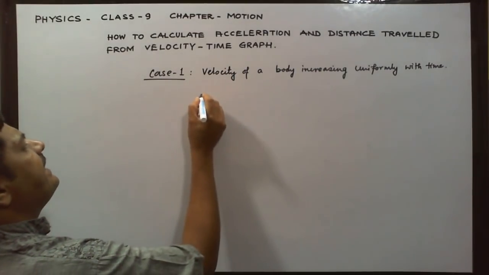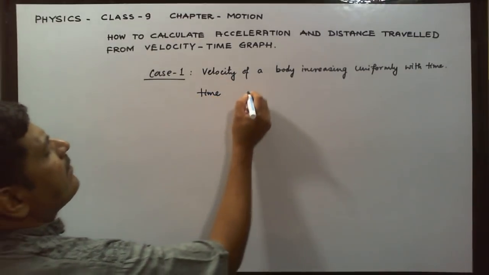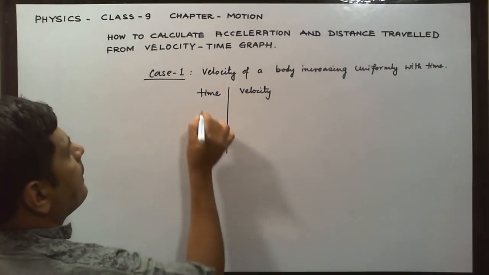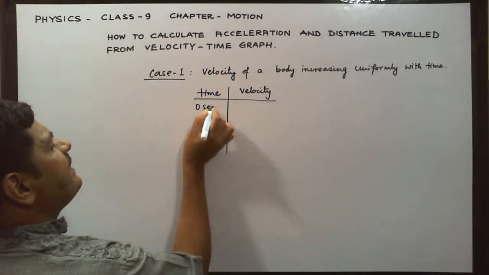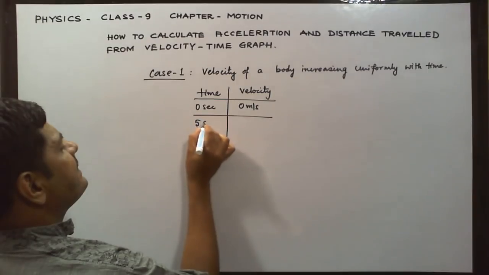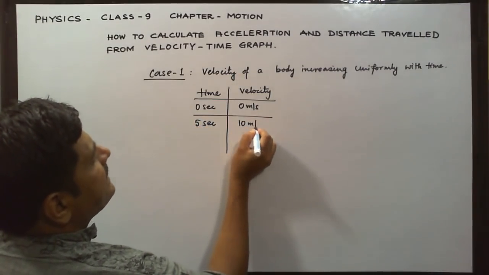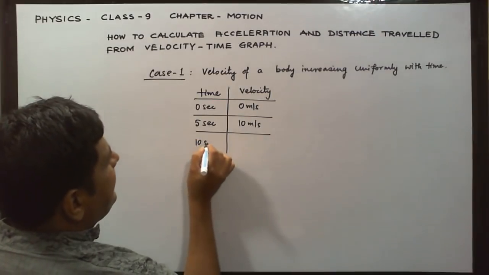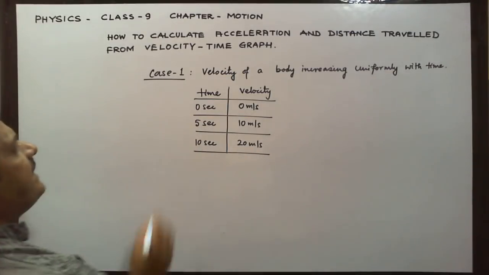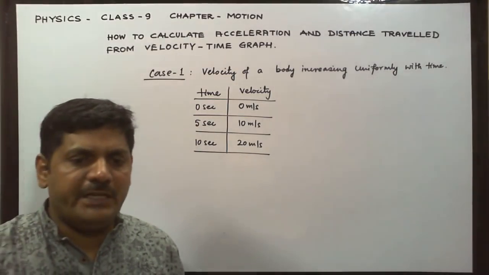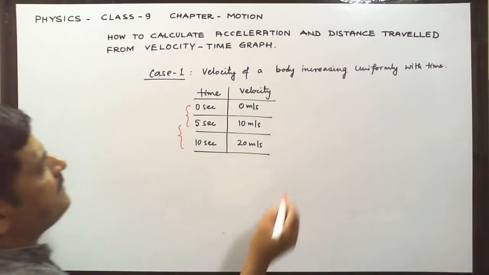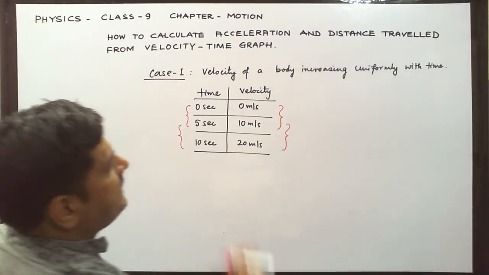So let us take some imaginary data, time, and let us say the velocity of the body at 0 seconds is 0 meter per second. At 5 seconds, the velocity is 10 meter per second. At 10 seconds, the velocity is 20 meter per second. So if you see this data, the velocity of the body is increasing. The time gap we have kept is 5 seconds, and the velocity gap is 10 meter per second.